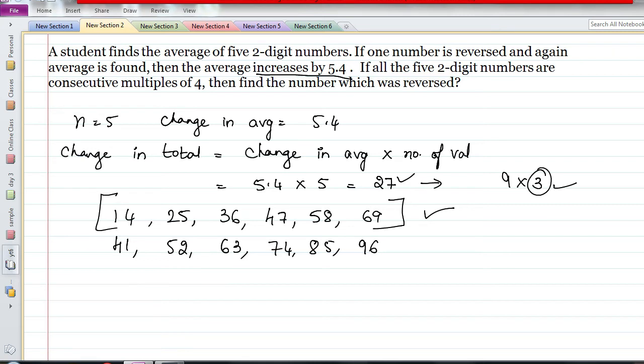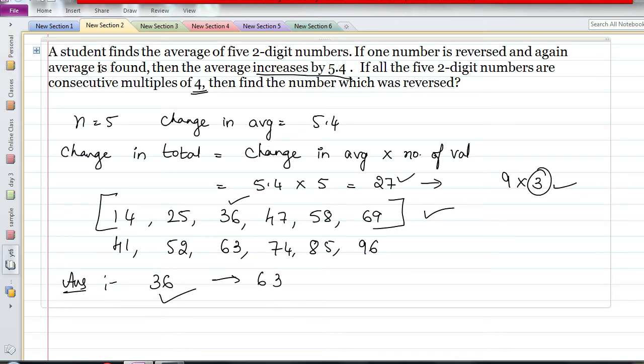They have given that all the 5 two-digit numbers are consecutive multiples of 4. Now you have to see among these numbers which is the multiple of 4. Multiple of 4 is 36. Okay. So what was the number that was reversed? The number that was reversed was 36. After reversing, it becomes 63. Okay. So your answer is 36. Hope you understood. Now let's see the next question.